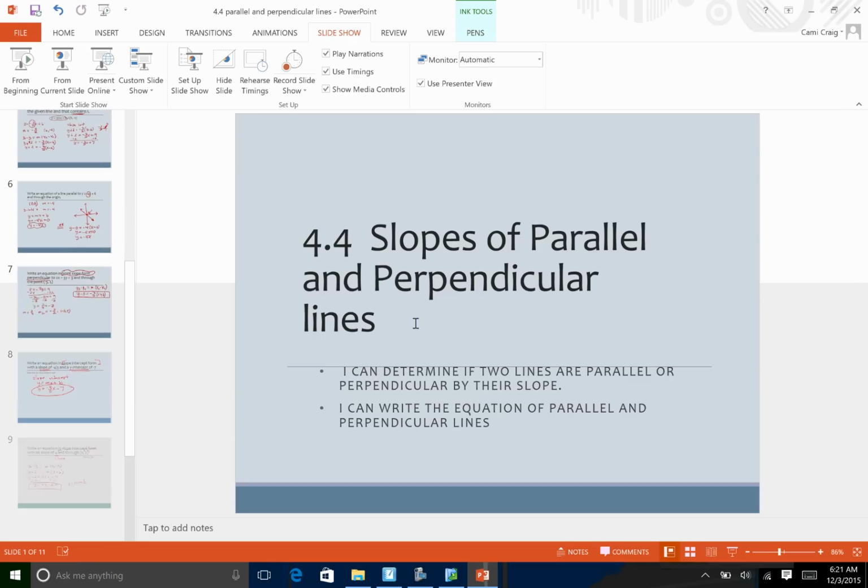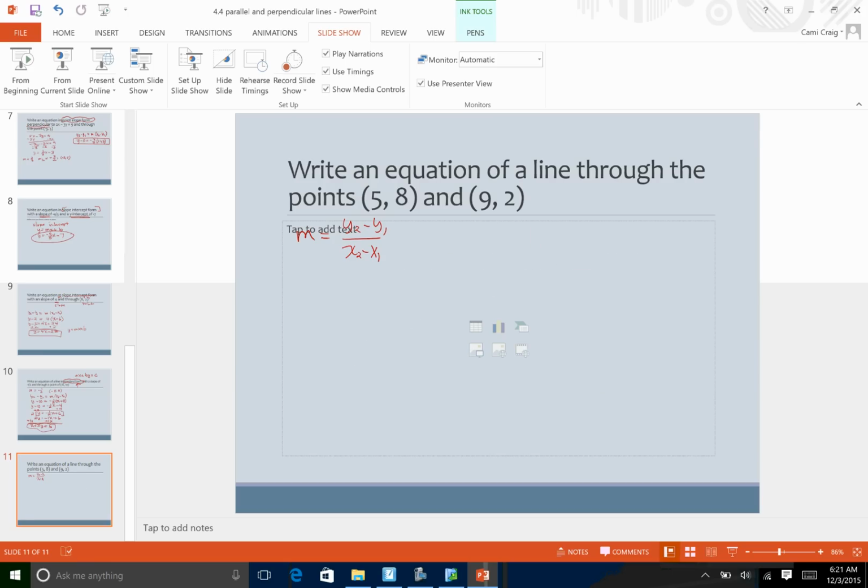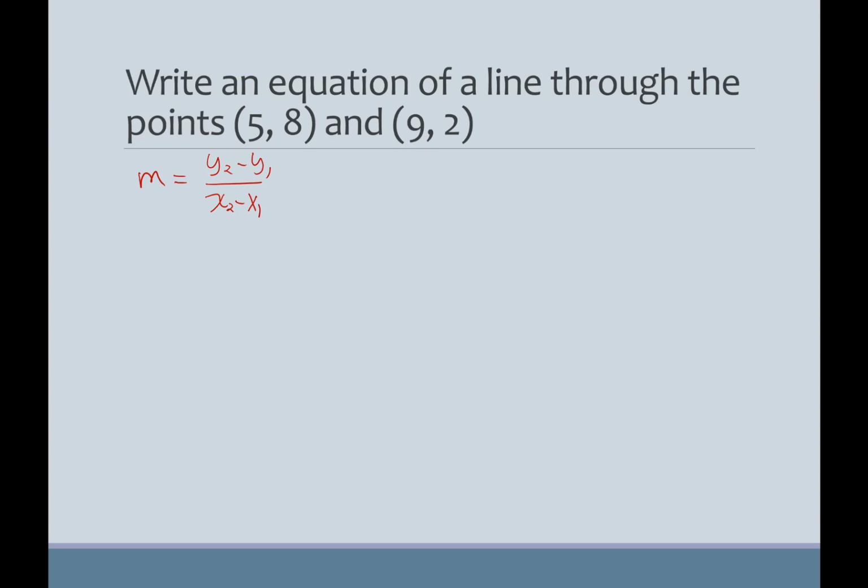Sorry about that. My wrist got lazy. All right, so my slope is going to be 2 minus 8 over 9 minus 5, which is going to be negative 6 over positive 4, or negative 3/2. All right, so there's my slope. So I've got a slope and I've got a point. It doesn't matter which point you use, because they're the same equations, or they graph the equivalent lines.